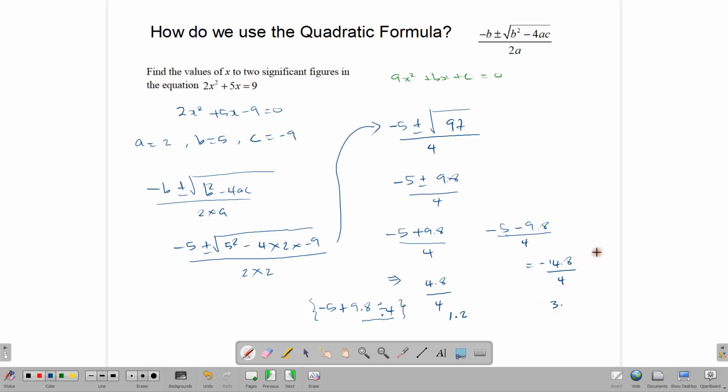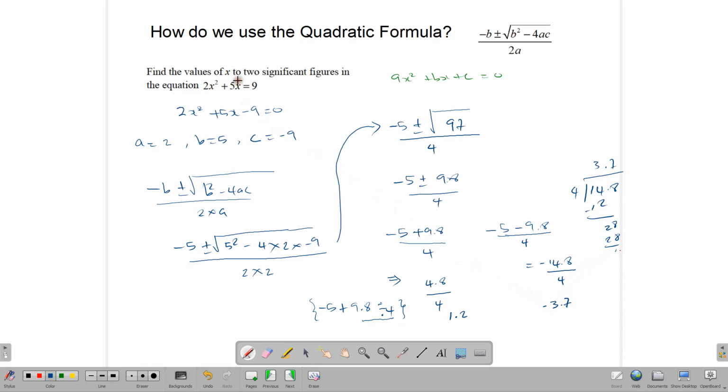14.8 divided by 4, which is 3.7. 4 sevens are 28, and we're finished. So we have 3.7, -3.7.